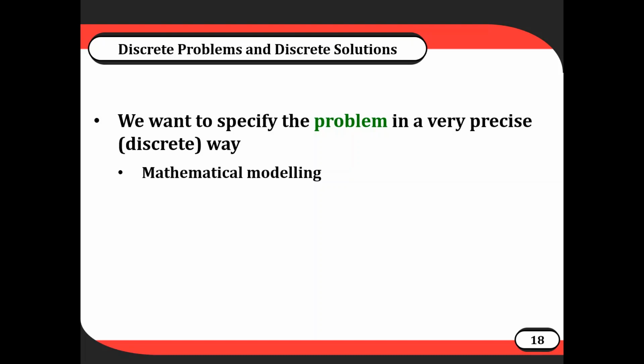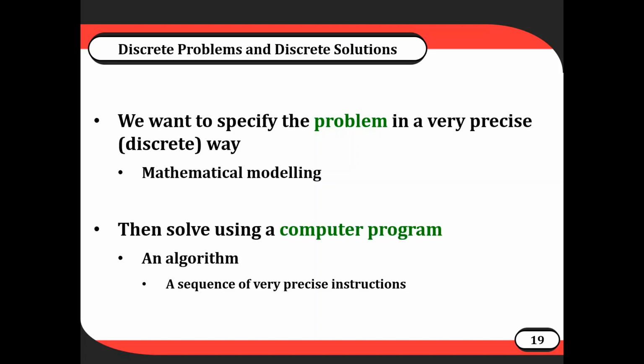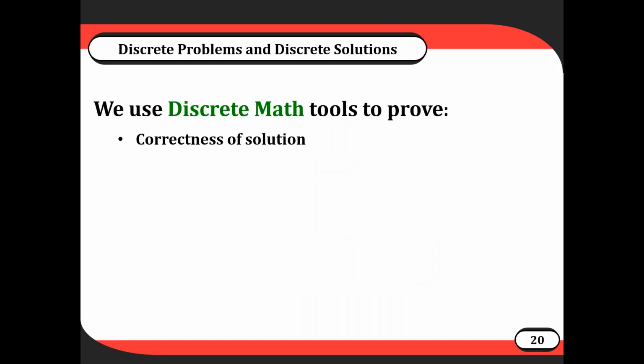So we take a problem, we convert it into a mathematical discrete model, and then we can solve it using a computer program. A computer program is an algorithm, and an algorithm is a sequence of very precise instructions. When we're dealing with discrete data, all the data is always well defined, so our instructions can also be very well defined. If you find this data here, then do this to this data over there, and that's an example of a statement in an algorithm.